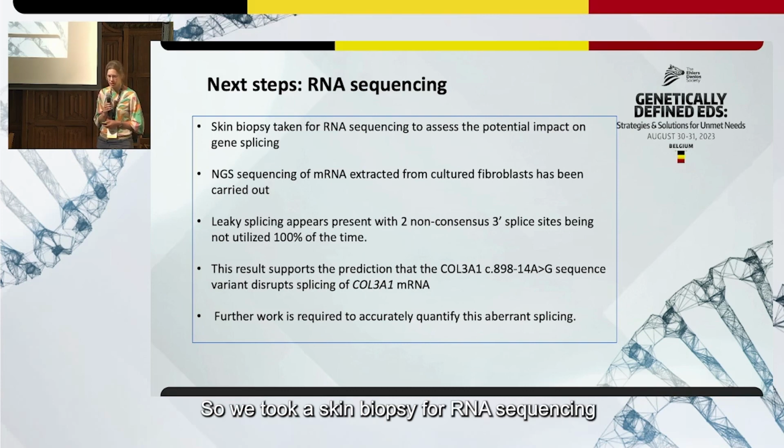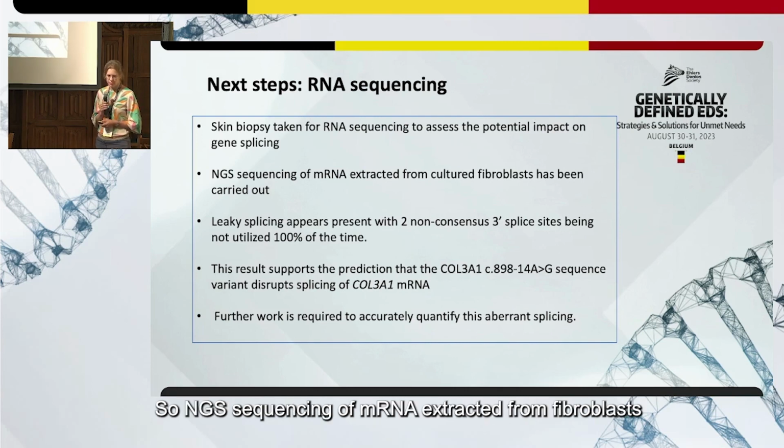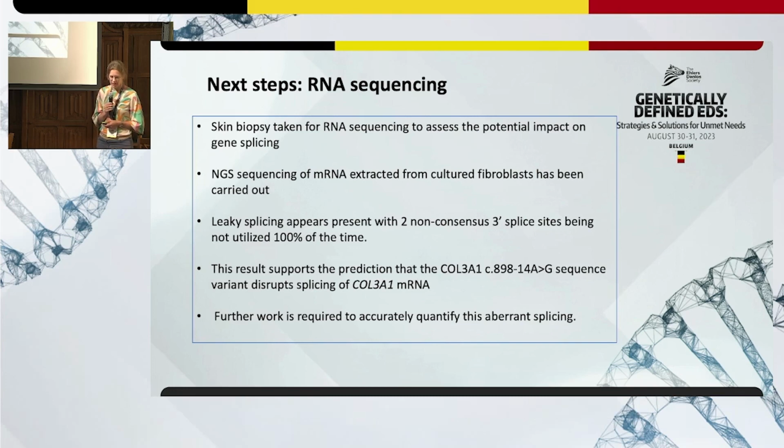So we took a skin biopsy for RNA sequencing to assess potential impact on gene splicing. So NGS sequencing of mRNA extracted from fibroblasts has been carried out, and it's important because, of course, the expression of the collagens is better in fibroblasts than in blood. So that's an important point to take into account. And recently, hot off the needle, we received an interim result that there might be leaky splicing present, with 2 non-consensus 3' splice sites being not utilized 100% of the time.